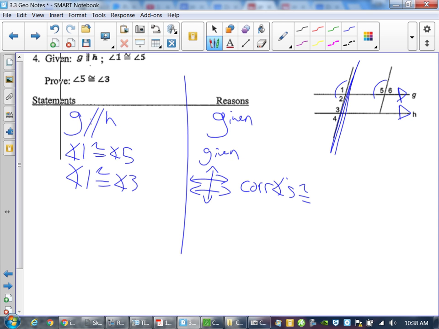So I know that those two are congruent. 1 is congruent to 5. 1 is congruent to 3. What do you know about 5 and 3 then? They have to be congruent to each other. Done.